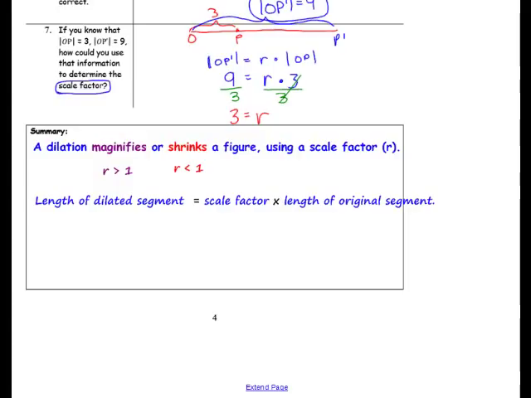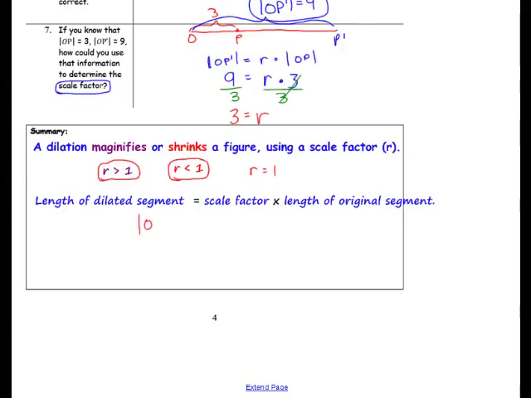In this lesson, you have learned that a dilation magnifies or shrinks a figure using a scale factor, which is called R. When the scale factor is greater than 1, it magnifies the picture or makes it bigger. When the scale factor is less than 1, it shrinks the figure or makes it smaller. If the scale factor was equal to 1, then your picture would be exactly the same. Remember, the length of the dilated segment is equal to the scale factor times the length of the original segment.